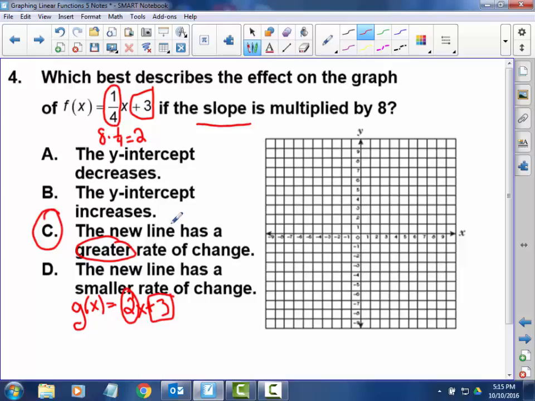All right, so that's some transformations of lines. You're now going to work on graphing linear functions 5, which looks at transformations of lines.